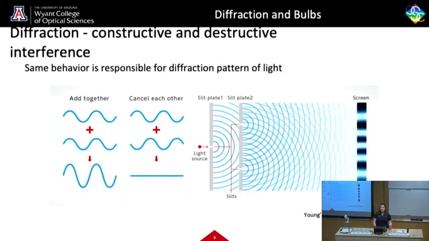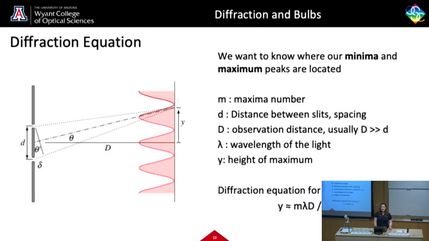Again, this property of waves and interference applies to light waves as well. So we see the same pattern in two light waves adding together or two light waves canceling out. So if we have two slits, we can see an even stronger interference pattern of those bright fringes from constructive and those dark fringes from destructive interference. This leads us to our diffraction equation.